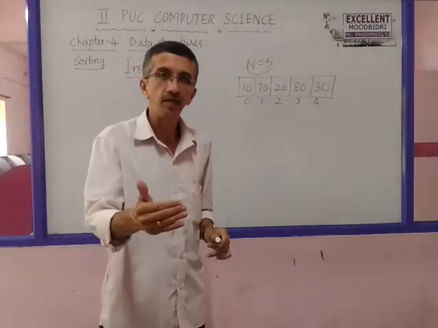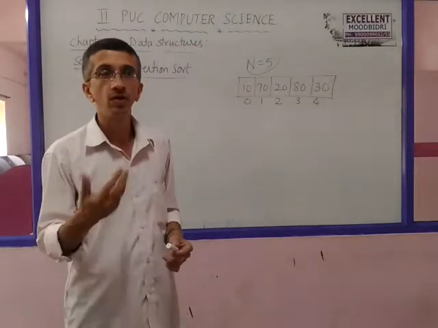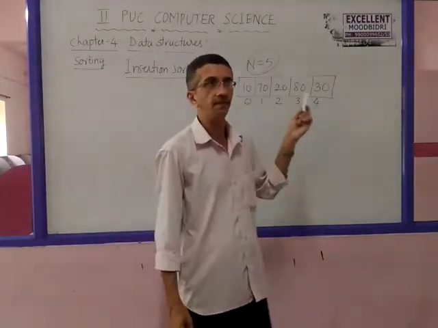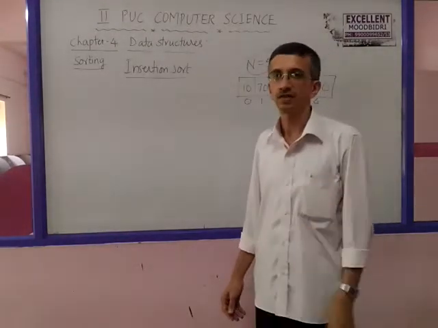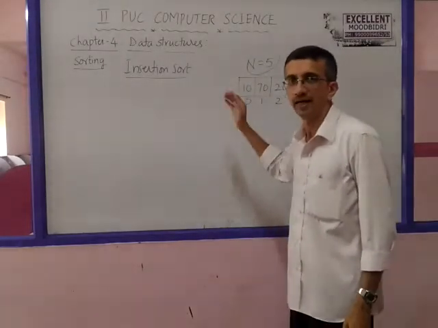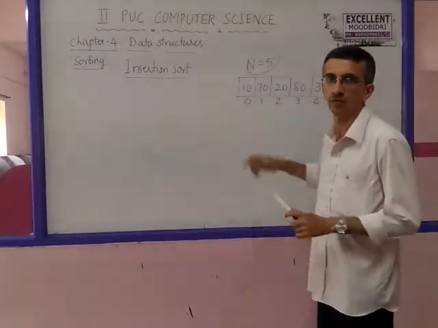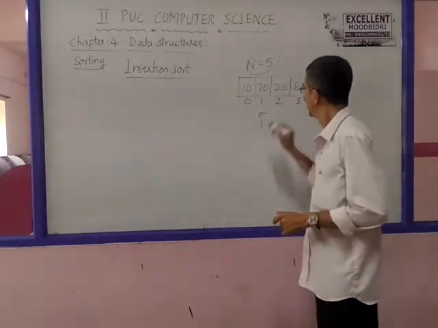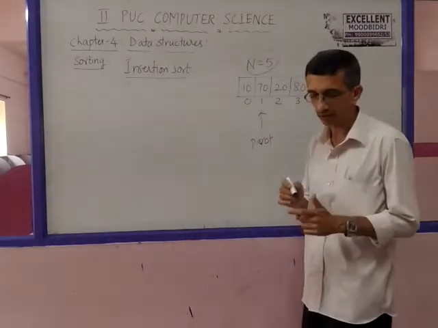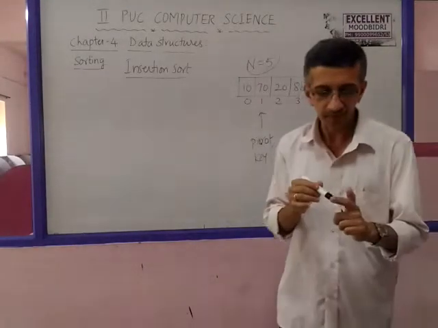If the second item is less than the previous item, then you need to interchange to put them into ascending order, correct? If the second item is less than the previous item, you need to interchange. And again the previous item and its previous. Since you have taken the second element now, this item is called the pivot item or key item. The one selected item is called the key.